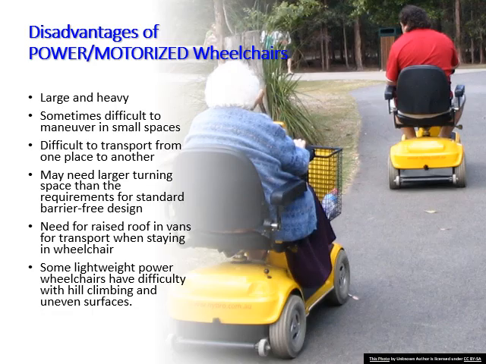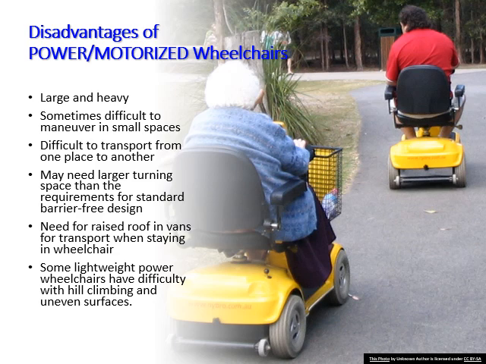Power wheelchairs can be greatly advantageous and they're very fancy. It's like a big vehicle, really, a big car, but there are disadvantages. A lot of them are really bulky. They're large and heavy. They're difficult to maneuver in small spaces. They're difficult to transport from one place to another. They need a larger turning radius than a standard wheelchair.